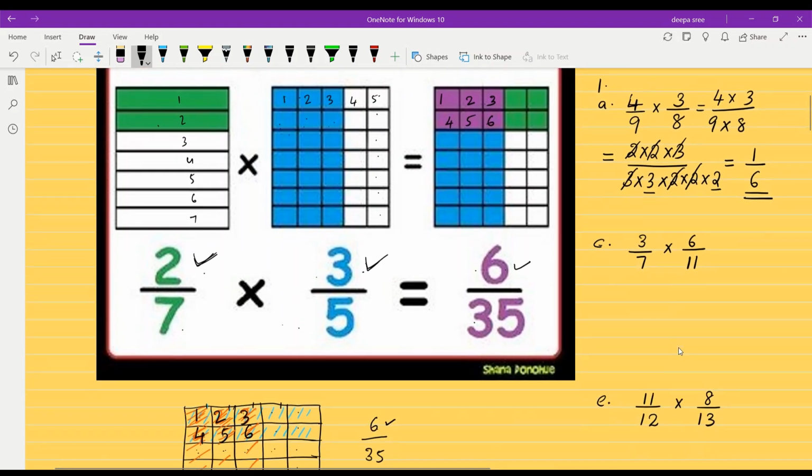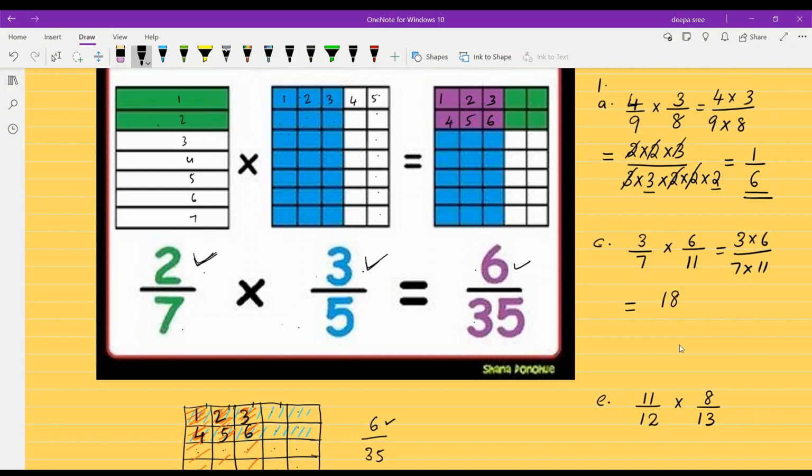Now the next question. 3 by 7 into 6 by 11. First we have to write the step, 3 into 6 numerator multiplication by 7 into 11. There is no common factors in numerator and denominator because 7 and 11 are prime numbers and 7 or 11 is not coming in the numerator. Directly you have to multiply. 6 3s are 18 by 7 11s are 77.